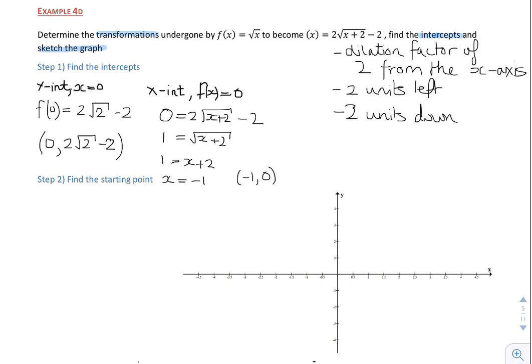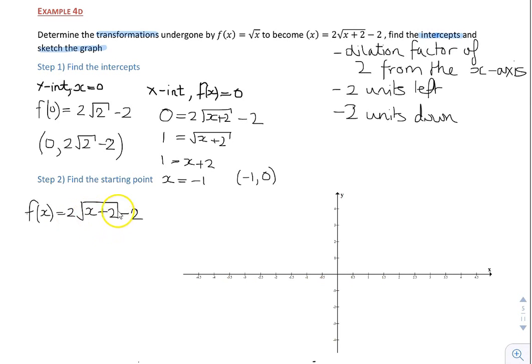All right, the last part we're asked to do is to sketch the graph, and in order to sketch the graph, the best thing you can find is your starting point. Like in a quadratic where we found the turning point, or a hyperbola where we found the asymptotes, same with the truncus. For a square root function, we find the starting point. The starting point is found from our function f(x) = 2√(x + 2) − 2. There are certain points here that we can identify.